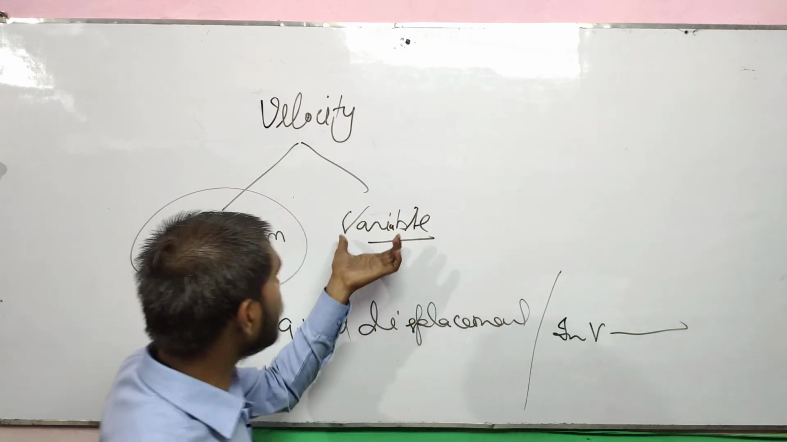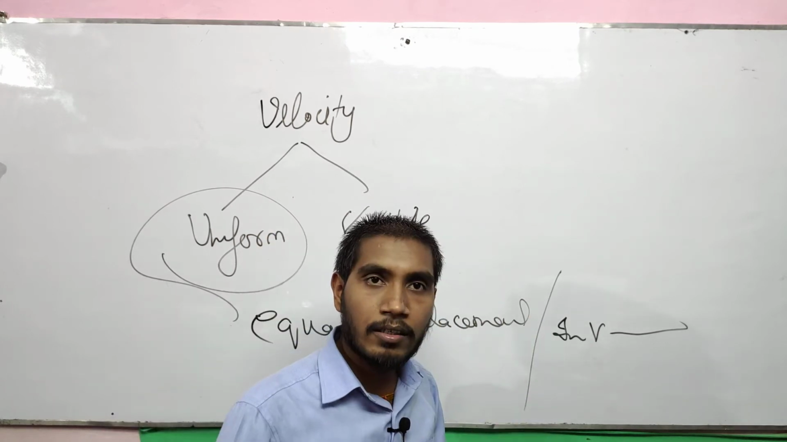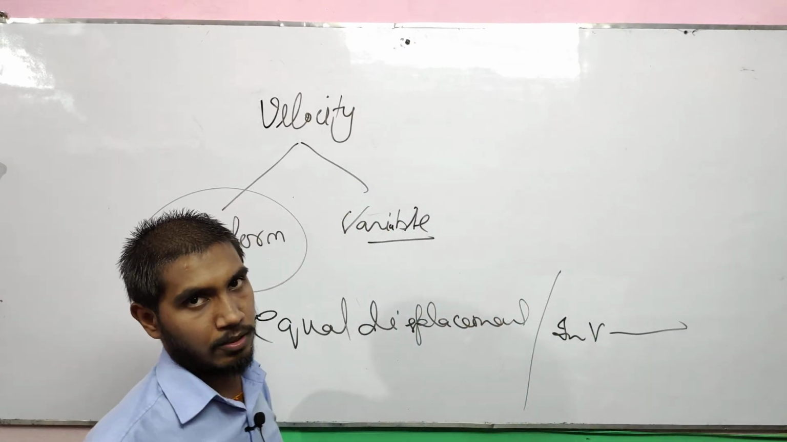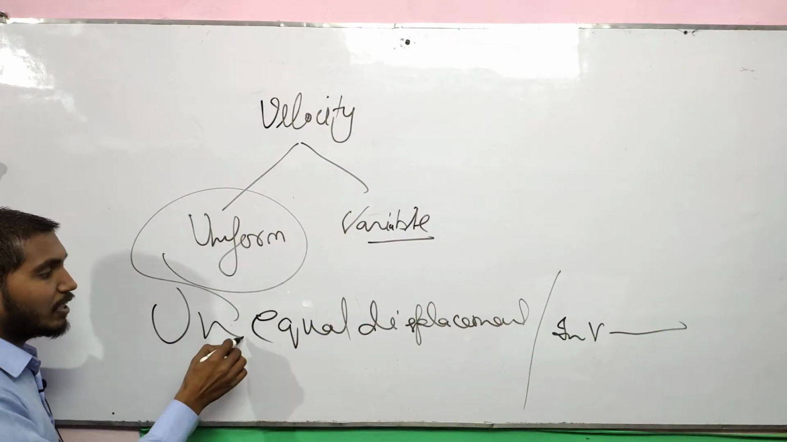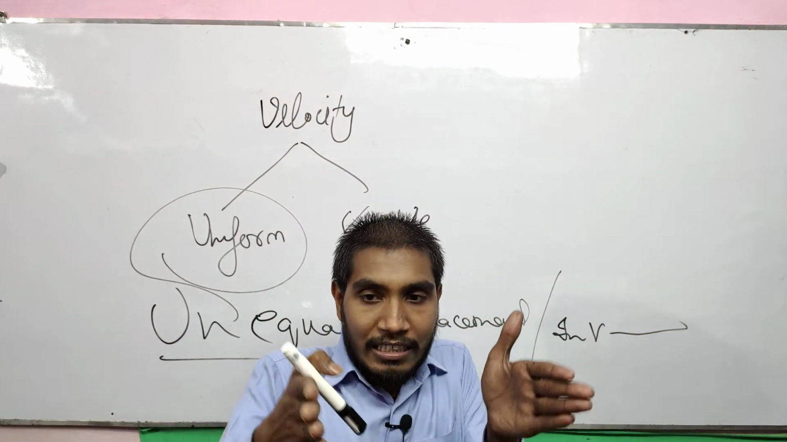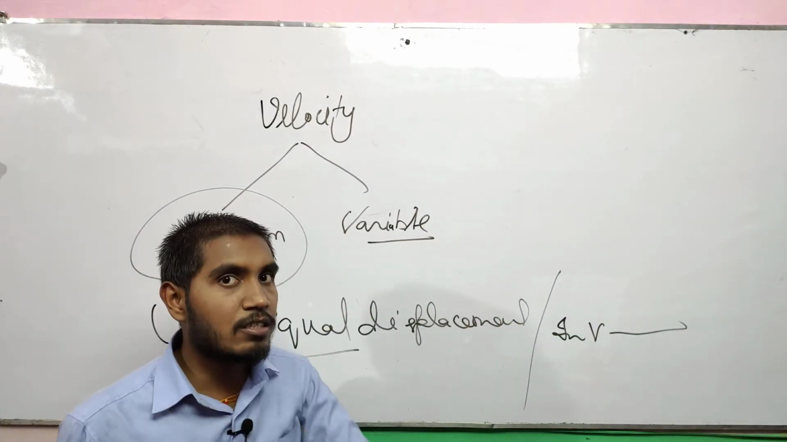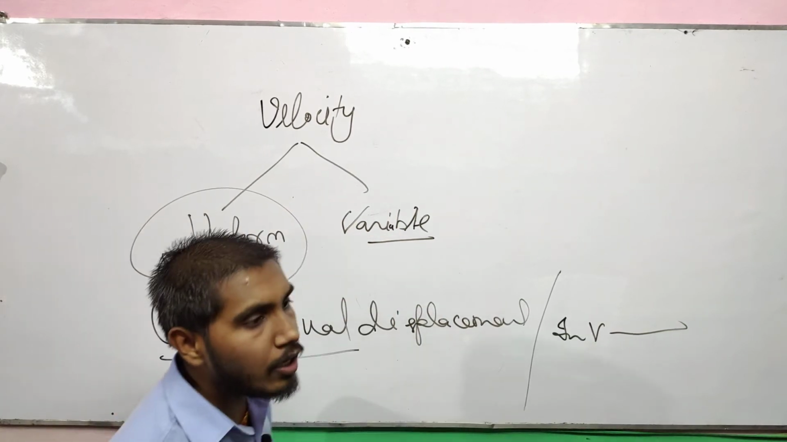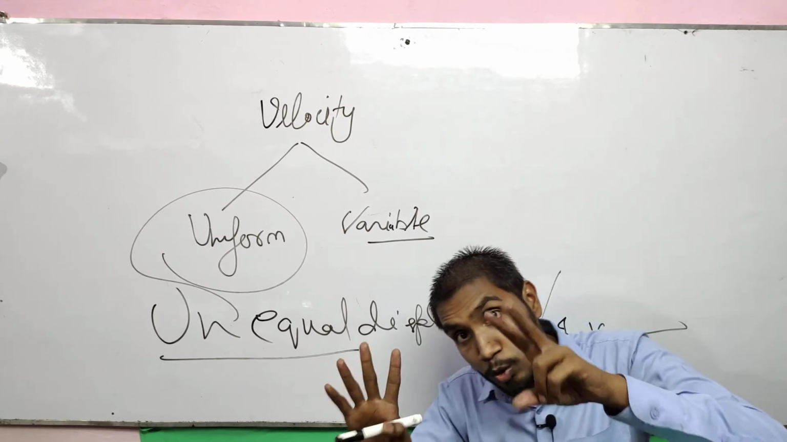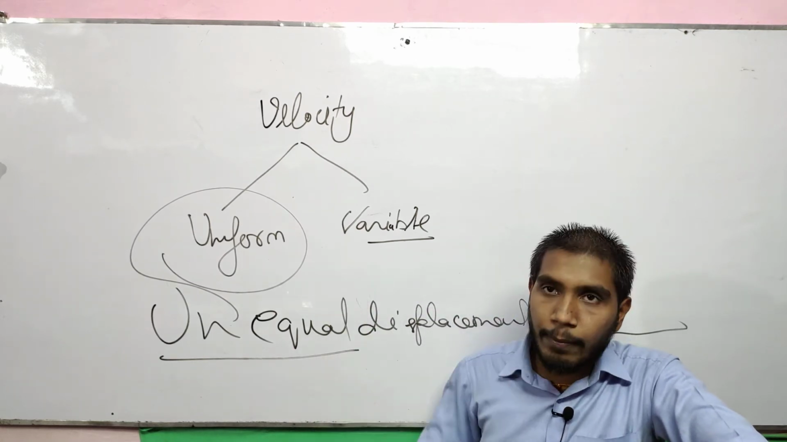And what is variable velocity? When an object undergoes unequal displacement in equal intervals of time, sometimes this, sometimes that, then its velocity is said to be variable velocity or non-uniform velocity. So there are two types of velocities: uniform velocity and non-uniform, or variable, velocity.